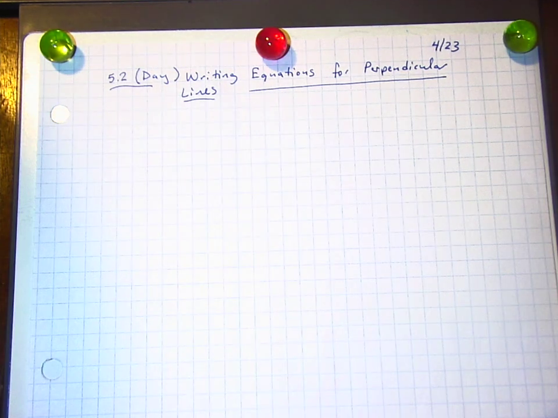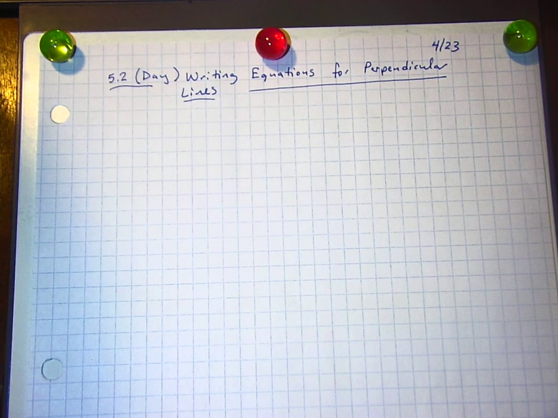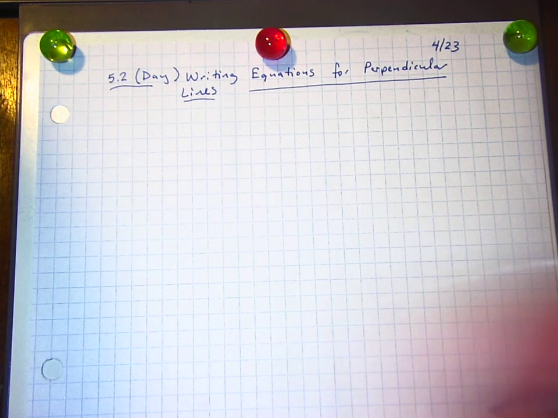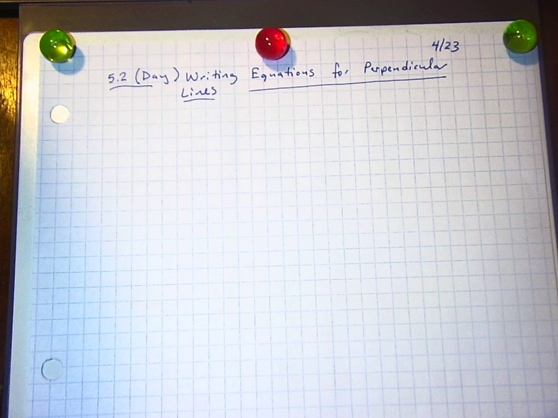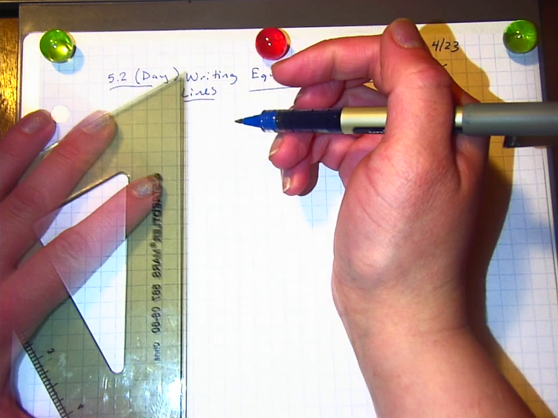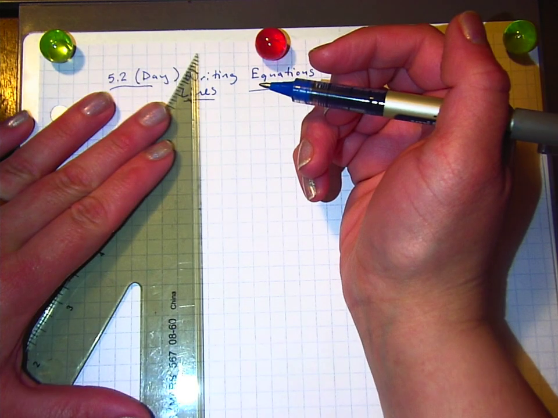Okay. All right, so let's see. I need my scary ruler. So first let's talk about what a perpendicular line is.